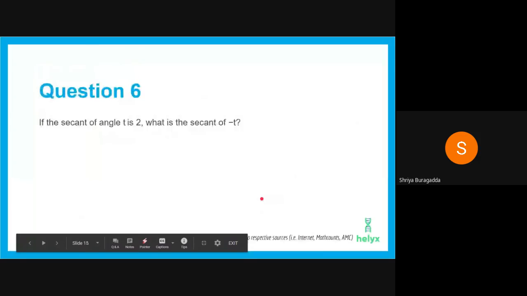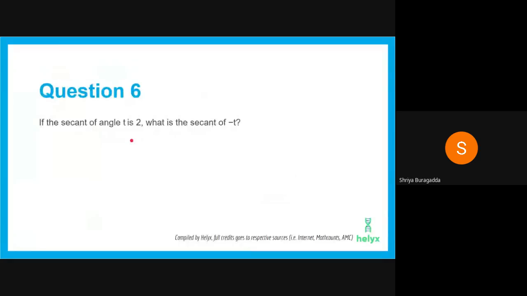Okay, last one for the unit circle. If the secant of angle t is 2, what is the secant of negative t?